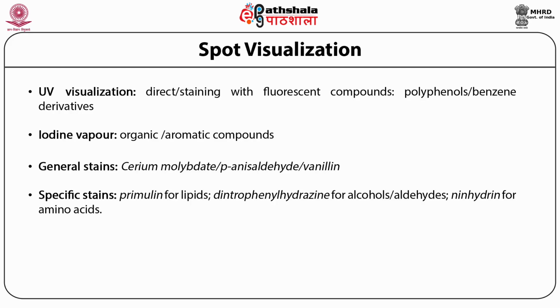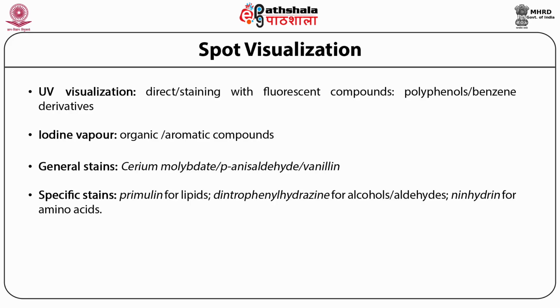So this method, as stated, can be used for direct staining with fluorescent compounds, which is often used for polyphenols or for benzene derivatives. Yet again, the separation plate, after the separation has occurred, can be kept in a chamber with iodine vapor, and organic and aromatic compounds are often visualized by this technique, in which brown spots appear at the side of the separated chemicals.